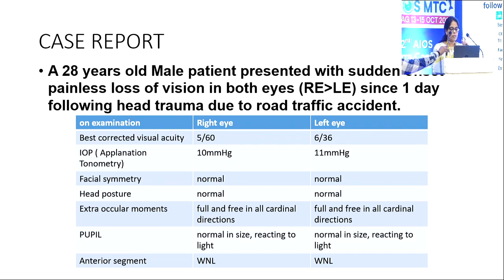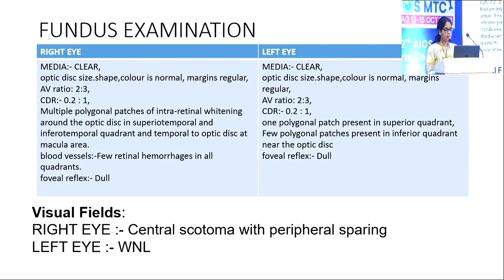Facial symmetry is normal. Head posture is normal. Extraocular movements are full and free in all cardinal directions. Pupil is normal in size and reacting to light. Anterior segment is within normal limits. On fundus examination, right eye, media is clear. Optic disc size, shape, color is normal. Margins are regular. Arteriovenous ratio is 2:3. Cup disc ratio is 0.2:1.